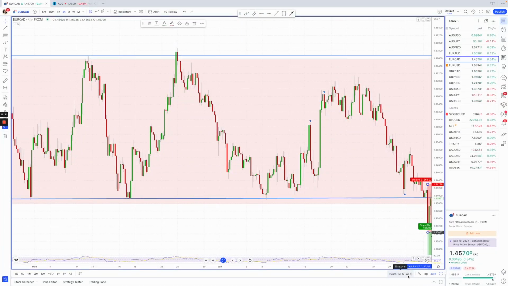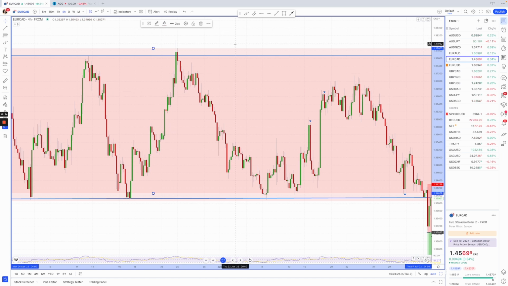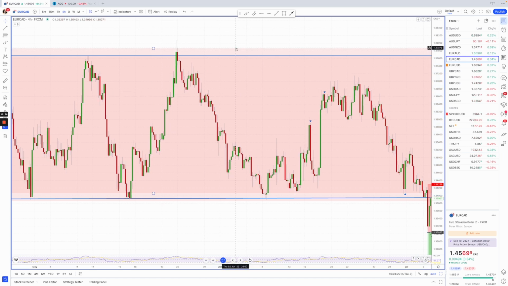It doesn't always work out, but that would mean that basically like this, if I can just take this box here, put in the range. This box is our range. So we could target this on the other side, and that could be our target too, which is very big.